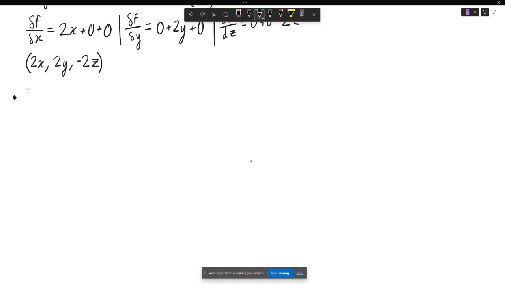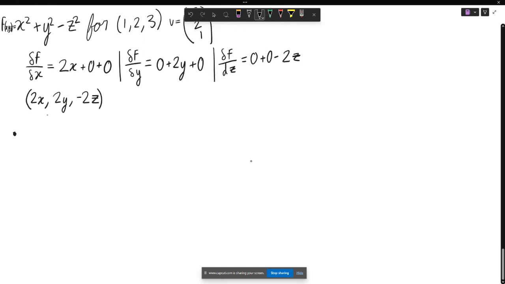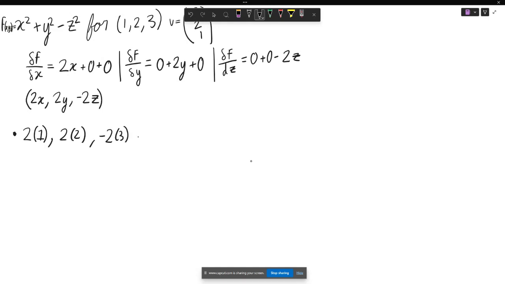So the point we were working with was 1, 2, 3. For 1, 2, 3, we sub in 2 times 1, and for the next one we have 2 times 2, and for the last one we have minus 2 times 3, which gives us the gradient at point 1, 2, 3 as 2, 4, and minus 6. All right, everyone happy with how we got up till here now? I'm assuming, yeah, okay, cool.